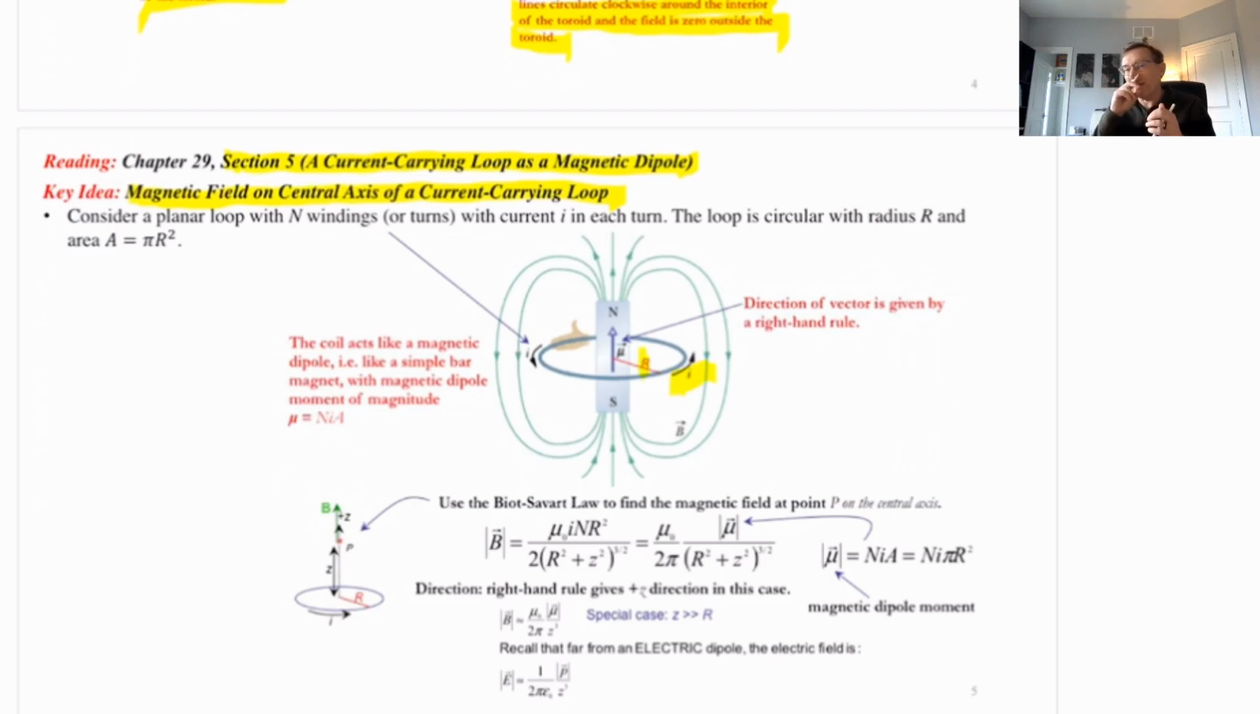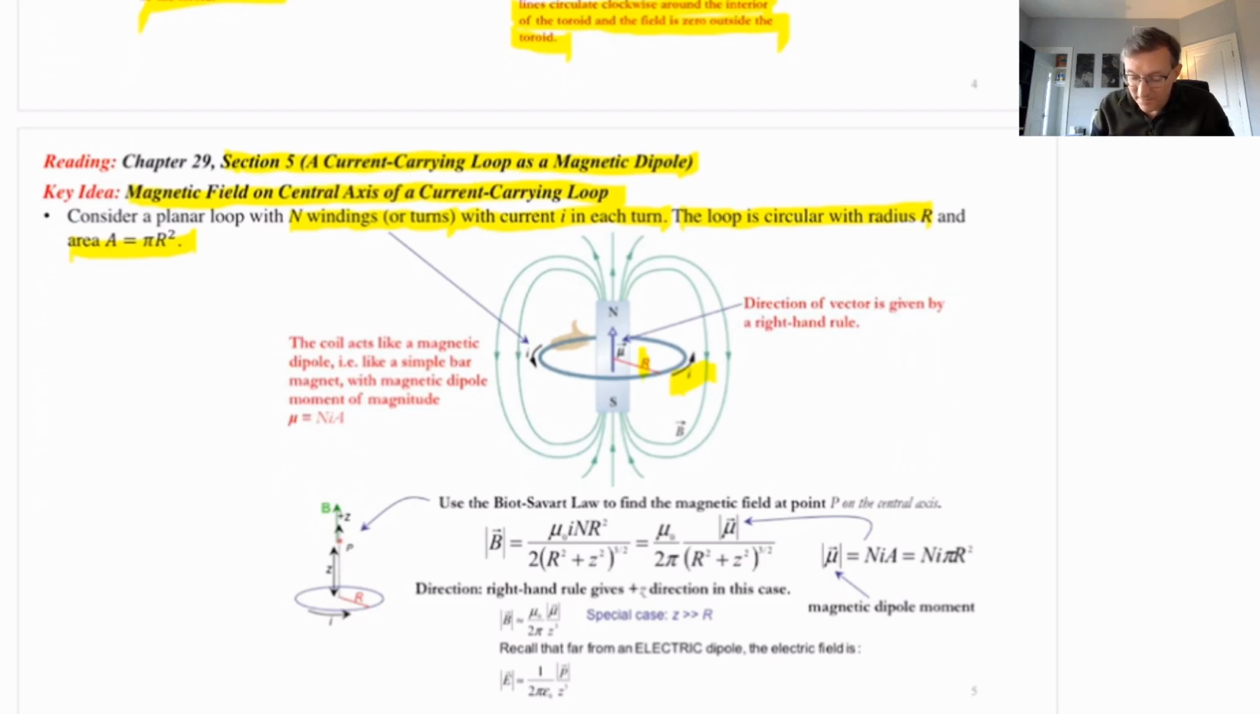But we will take wire for this loop and we'll wrap it around multiple times. But it's still flat. So we'll have capital N windings, or turns, with current I in each turn. The loop is a circle with radius big R and therefore has an area inside it of pi R squared. What magnetic field does that create?